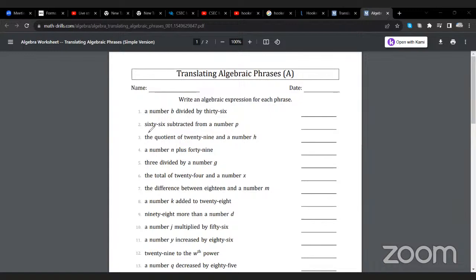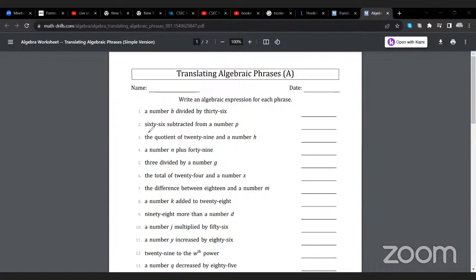Brianna, you want to correct that? Sir, 66 divided by P. 66 divided by P? Why would you say that? Subtracted, sir. Never.